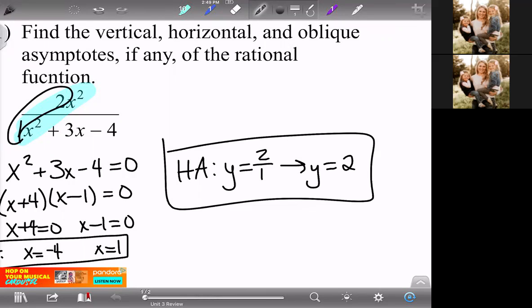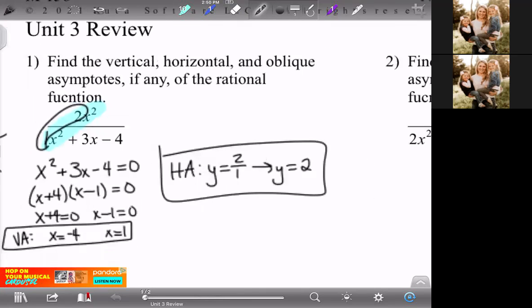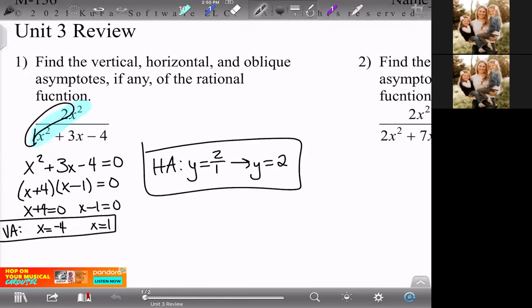In this case, we'll never have any oblique asymptotes. Those occur when the degree of the numerator is 1 more than the degree of the denominator. We're not going to go into that for this course because we don't have enough time. So we're just worried about horizontal and vertical. The instructions on the final will have oblique in them, but it will not involve an oblique asymptote.